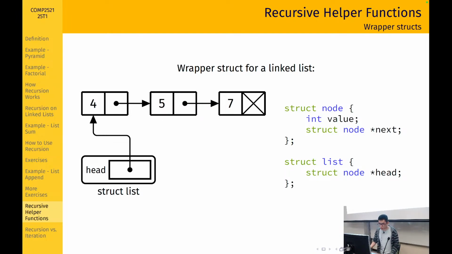Yep, so the question in chat is, how would this be different from a regular struct? So they would both be structs, but they would contain different things, right? Or the fields would represent different things. Yeah, so this one is the node struct that contains the data and the next pointer, and this is just a struct that contains some metadata about the list, right?